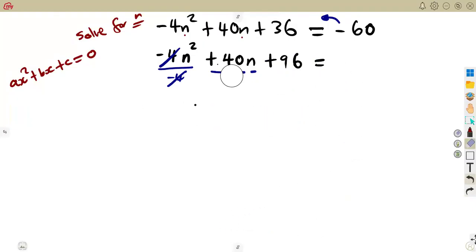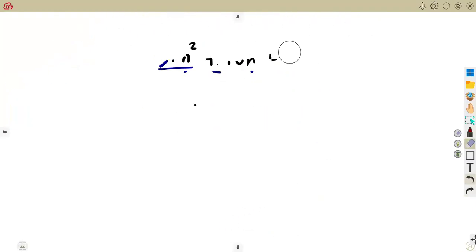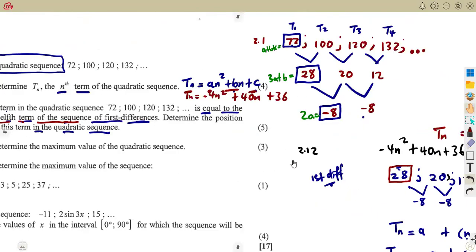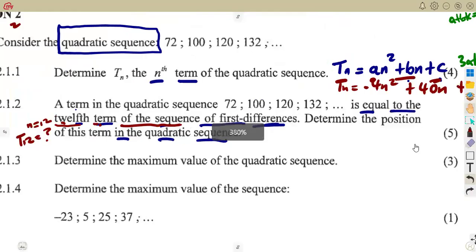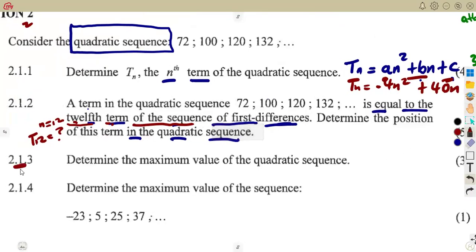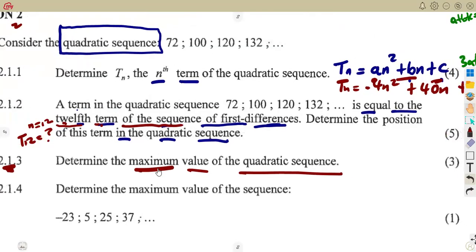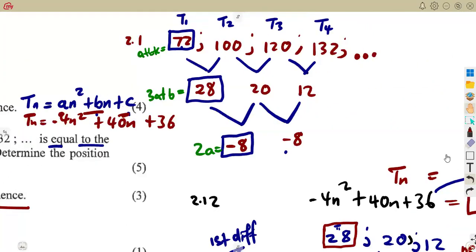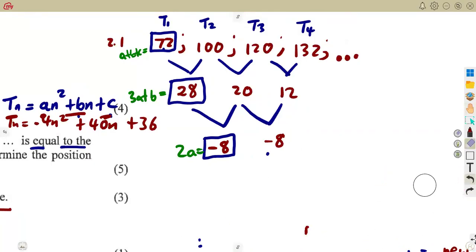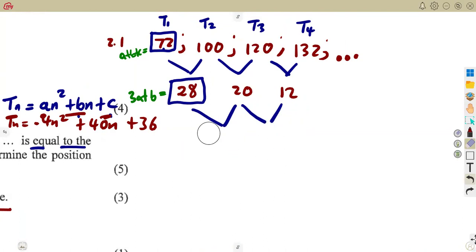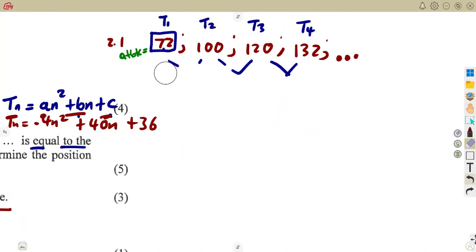All right, let us consider another typical question that we are given, still working with this sequence. We are asked to determine the maximum value of the quadratic sequence, the maximum value on 2.13. Guys, it's a quadratic sequence. To determine the maximum value, use the basics that you understand. If you are into derivatives, it's up to you. Use the idea that you understand.